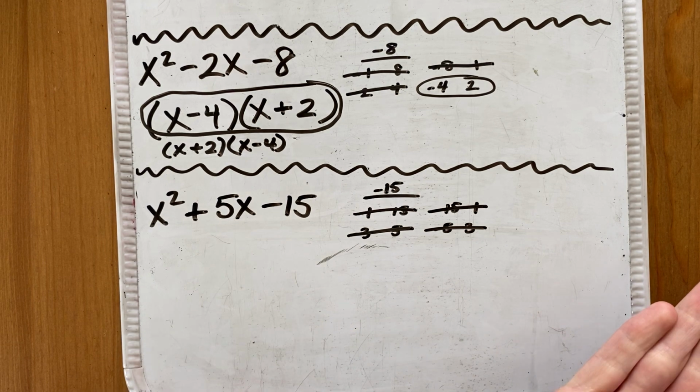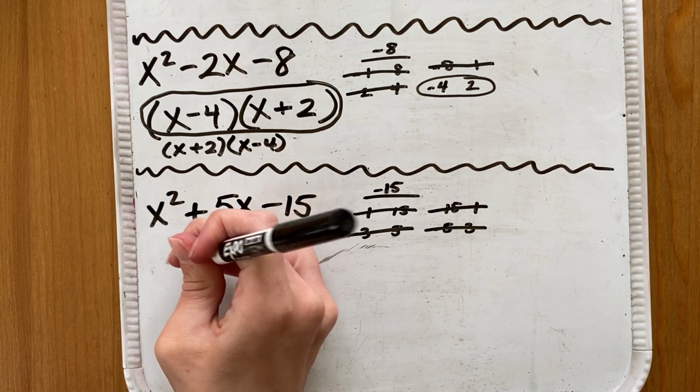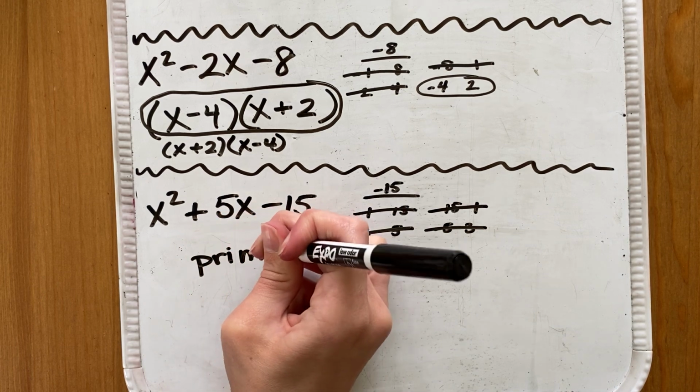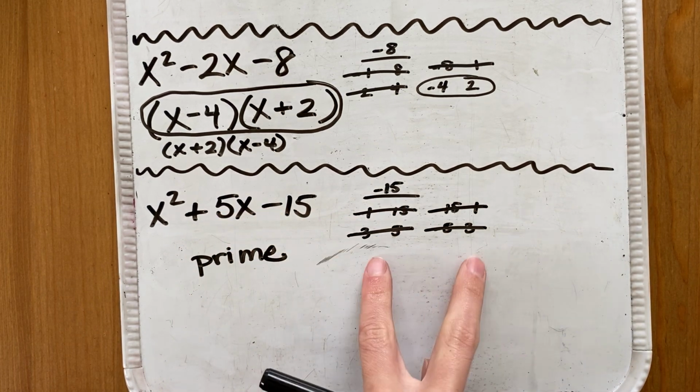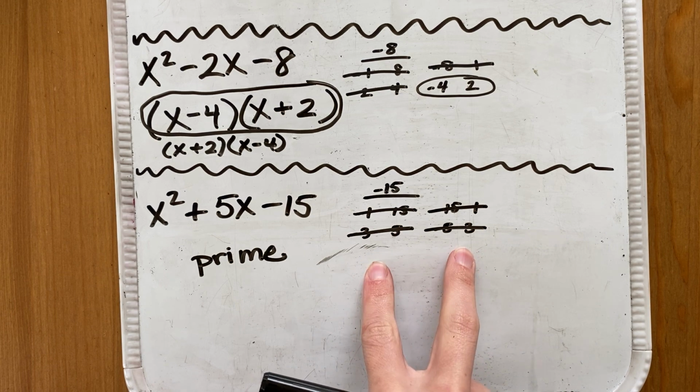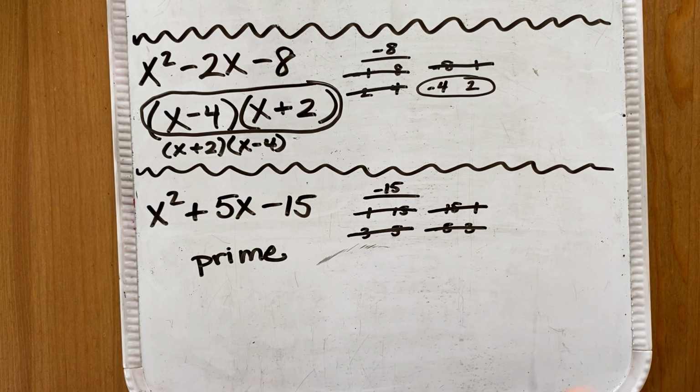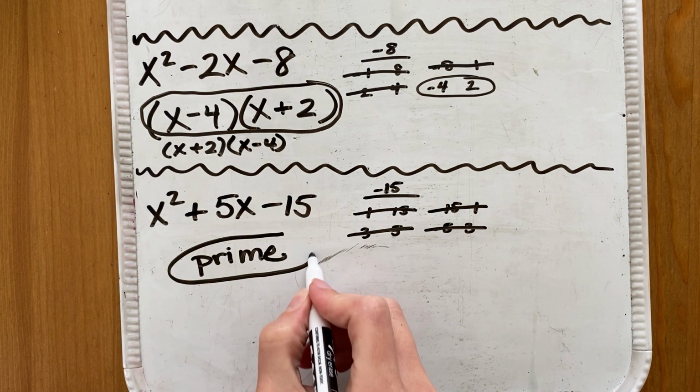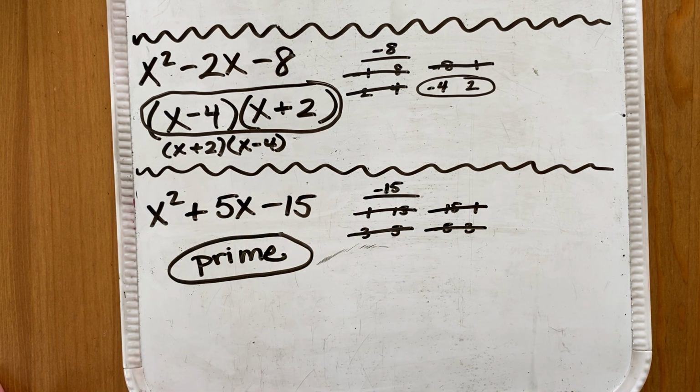If you have a problem that works like this, this is called prime, where no pairs actually work. I double check to make sure that I have all the pairs that I was supposed to have, which I do, but this one ends up being prime, meaning that there aren't numbers that make that combination work.